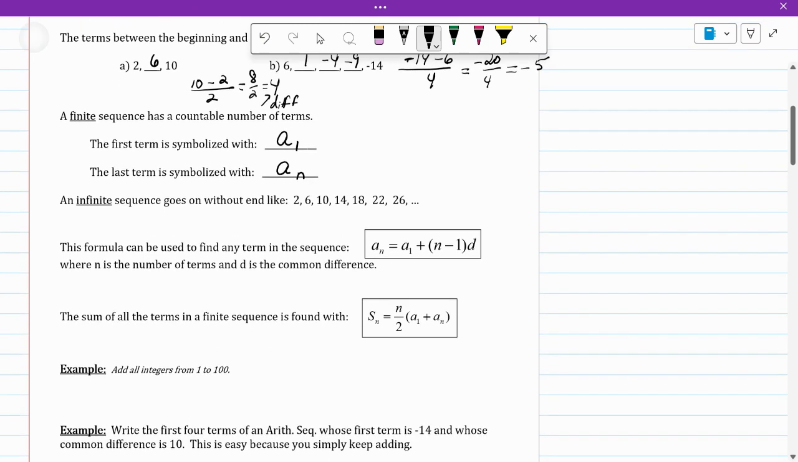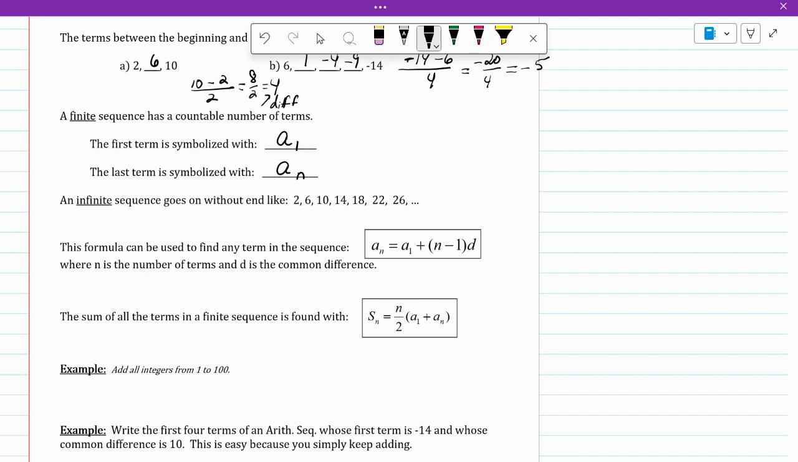An infinite sequence goes on without end. It goes on forever. So this would be an example of an infinite sequence because you see the dot, dot, dot at the end. It's going up by 4, goes on forever. Okay, so sometimes we have a finite sequence. That's what we're mostly going to be looking at. And then we have an infinite sequence.